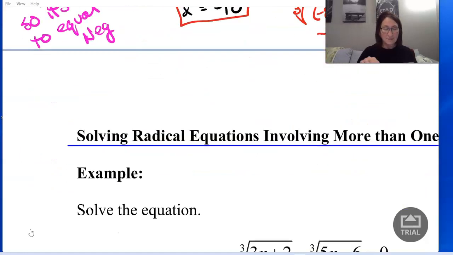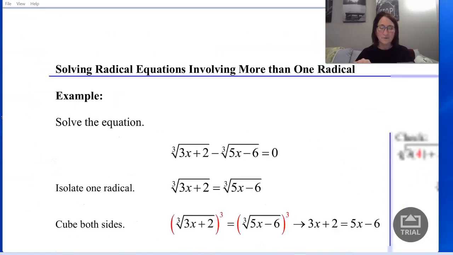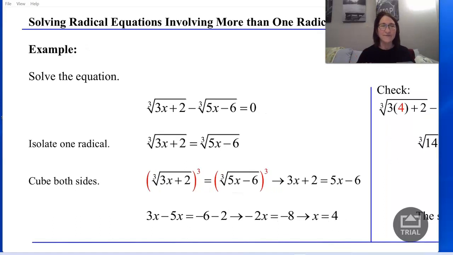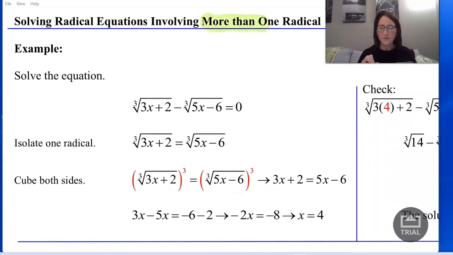Okay, let's keep going. Sometimes we have radical equations that involve more than one radical. Let me point out something. In this particular example, I have 2 radicals, but they're equal to 0. This is going to be an easy one. We would just add the cube root of 5x minus 6 to both sides.